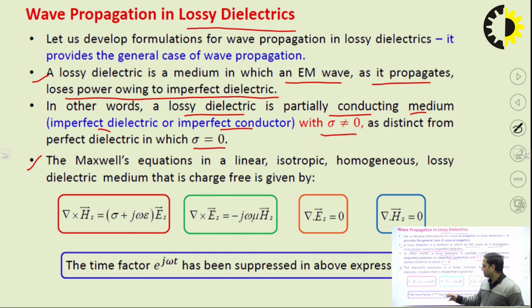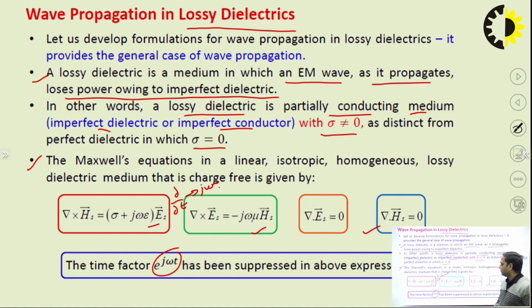So, when we do all these things, del cross Hs will be equal to sigma plus j omega epsilon into Es for the lossy case. Similarly, del cross Es will be minus j omega mu into Hs, and del dot Es is equal to 0 and del dot H is equal to 0. Here the time factor e to the j omega t has been suppressed in the above expression. So, what is the meaning of that? It shows that when we use del upon del t, that is j omega. Okay. So, at this point you have to take care about that.